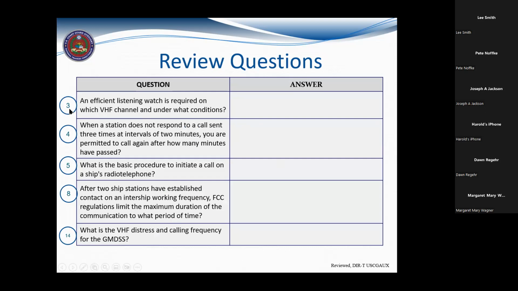The numbers in the column here correspond to the numbers in the book. So question number 3, an efficient listening watch is required on which VHF channel and under what condition? On the International Distress and Hailing, channel 16. Always when the VHF radio is on and not being used to communicate on another channel.